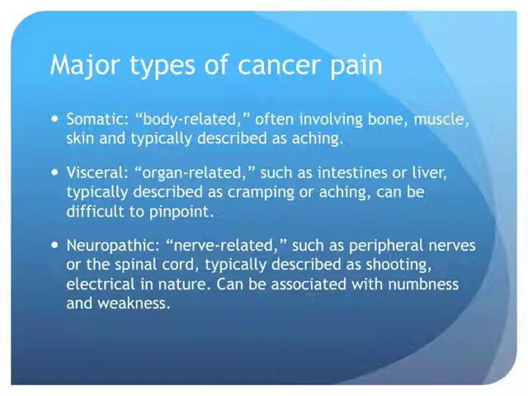Neuropathic pain is the third type of pain I want to mention here, and it is nerve-related, so involving peripheral nerves or the spinal cord. It's typically described as a shooting pain or electrical in nature. It can often be associated with numbness or weakness, particularly if the nerve itself has some damage. Other descriptors people mention are a pins and needles sensation or a shock-like sensation.